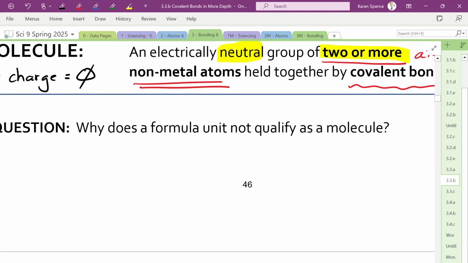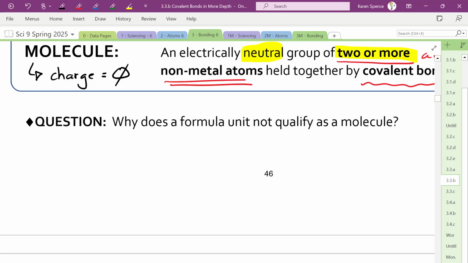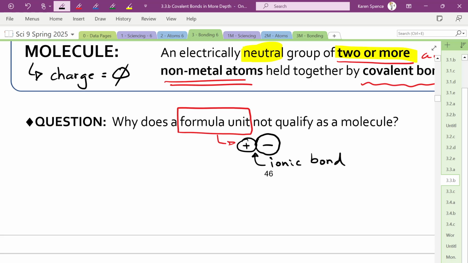So here's a question, discuss with your neighbor. Why does a formula unit not qualify as a molecule? First of all, what is a formula unit? Tell your partner, what is a formula unit? What kind of bond do we have in a formula unit? An ionic bond. What kind of bond do we have in a molecule?